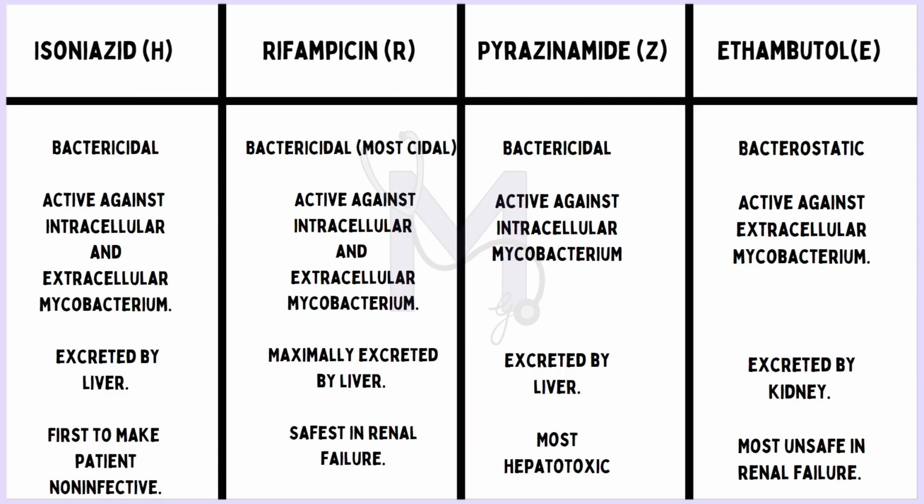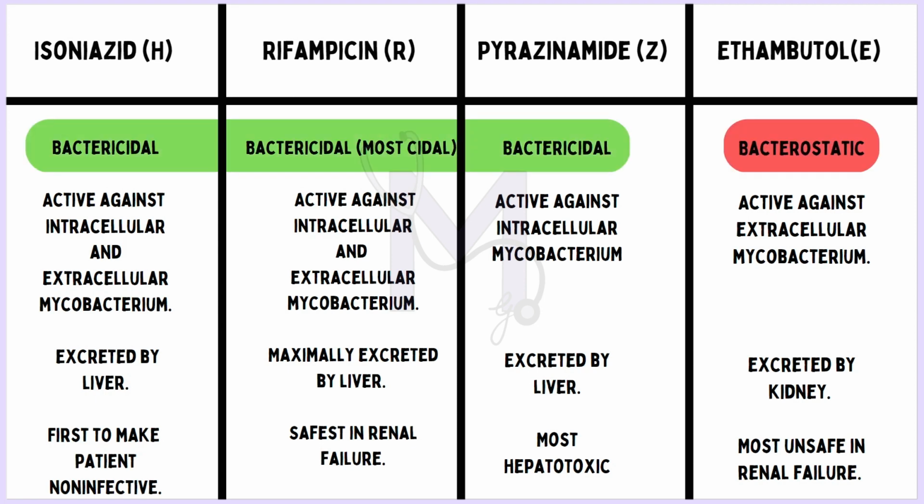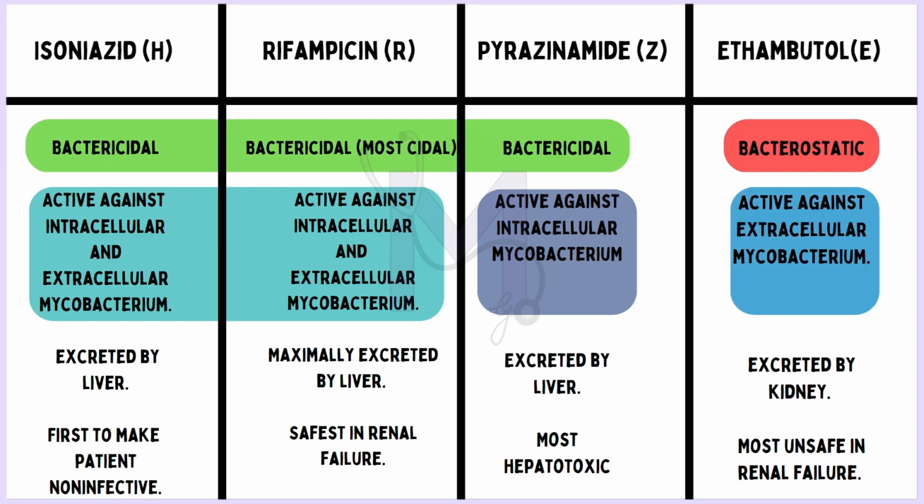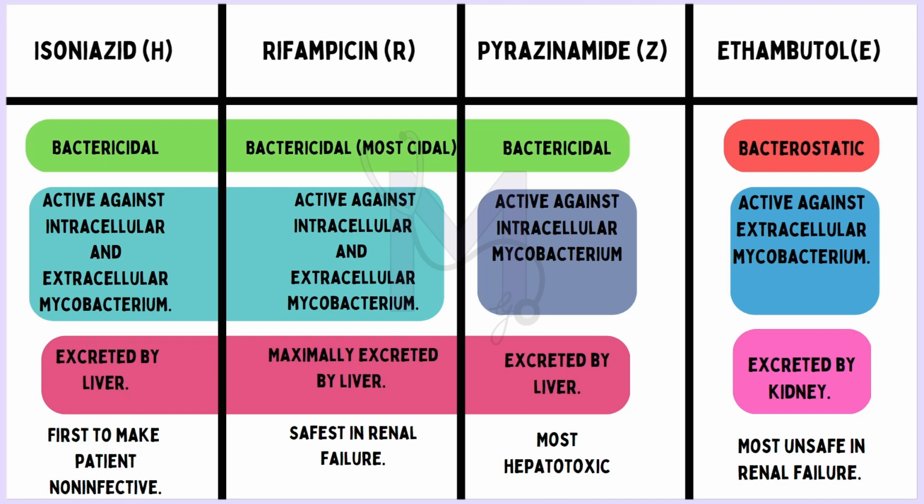So, to summarize, we saw that except for ethambutol, all the first-line drugs are bactericidal. We also saw that isoniazid and rifampicin are active against both intracellular and extracellular mycobacterium, whereas pyrazinamide and ethambutol are active against intracellular and extracellular bacilli respectively. It is also important to note that ethambutol is excreted by the kidney while the other three are excreted by the liver. Rifampicin is the safest in patients with renal failure.